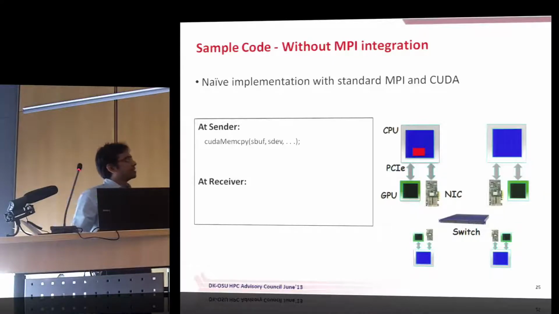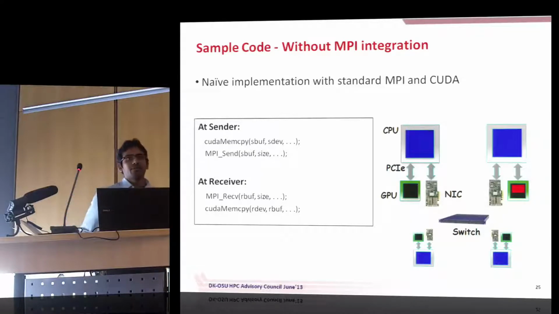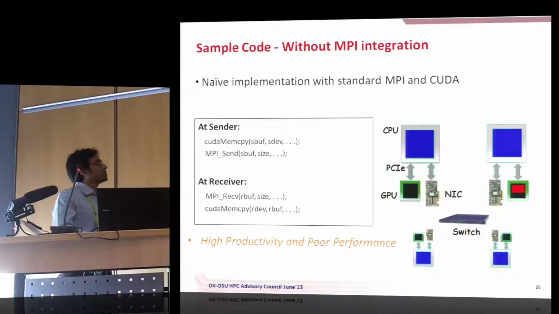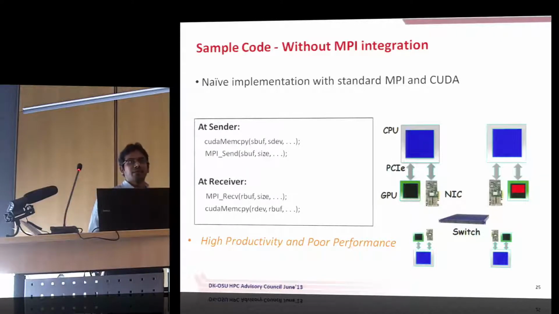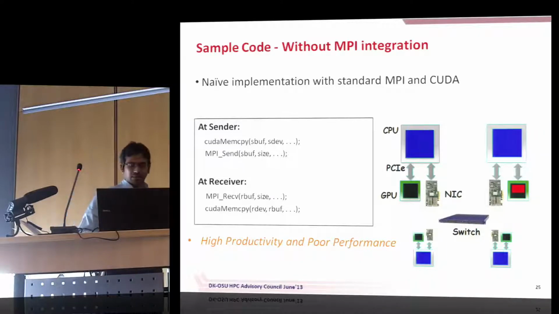So the data has to be first moved from the GPU to the host memory using a CUDA memory copy, and the data has to be transferred over the network using MPI send-receive operations, and then the data has to be copied to the destination GPU using a CUDA memory copy again. Now, this is simple to do, but the extra copy limits the amount of performance that can be achieved on these clusters.